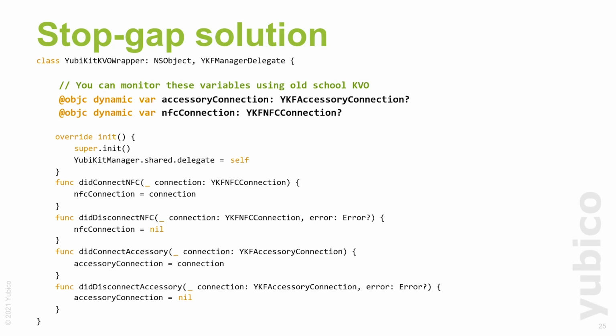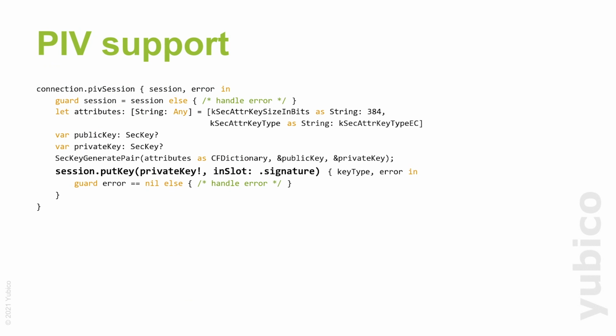And with this YubiKit KVO wrapper, you can easily observe any changes to these two variables, just like you did in the old SDK. So if you just want to get the new SDK in place quickly, you could just do something similar to this and keep using KVO for monitoring changes to the connection.